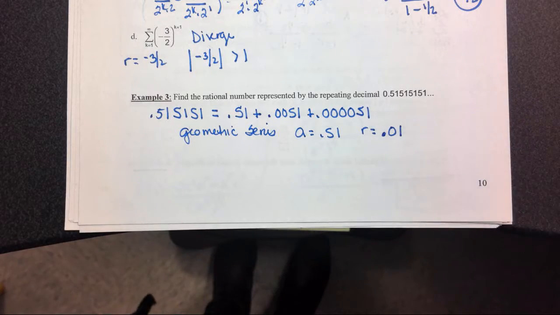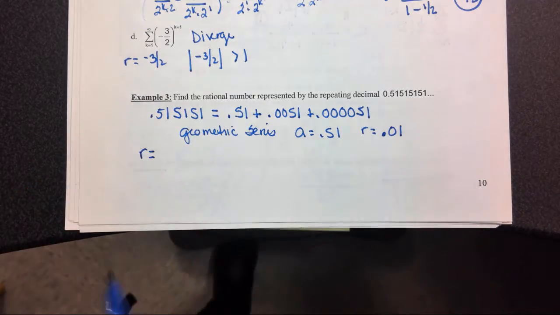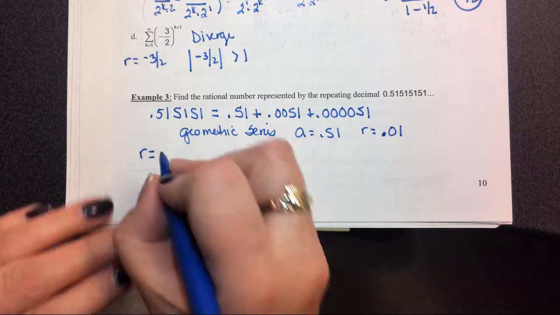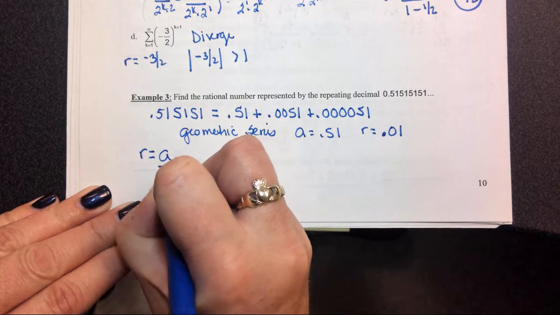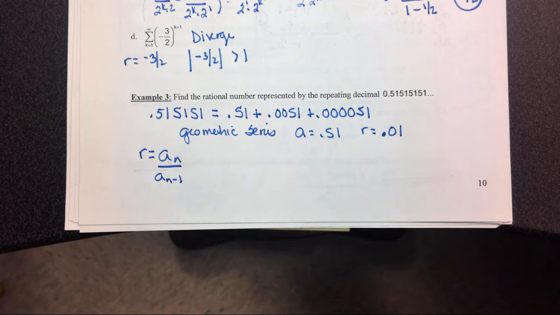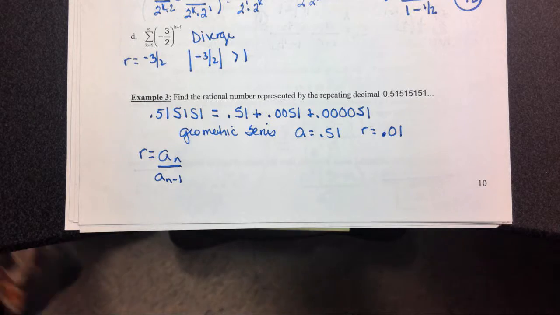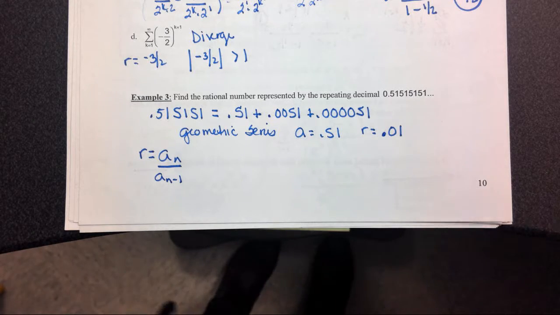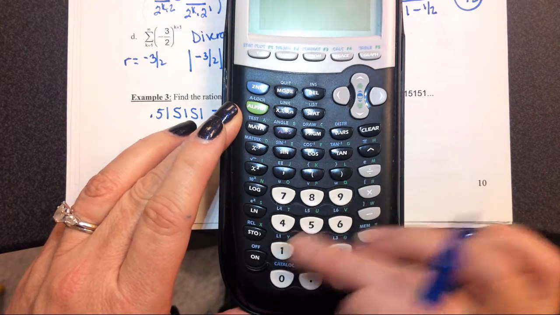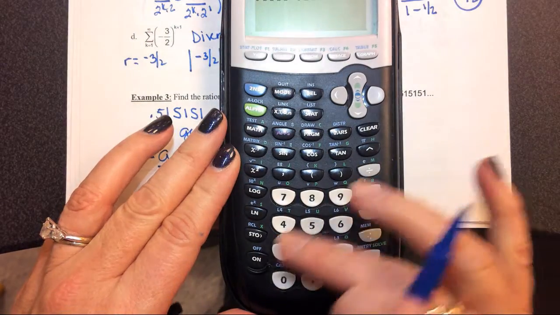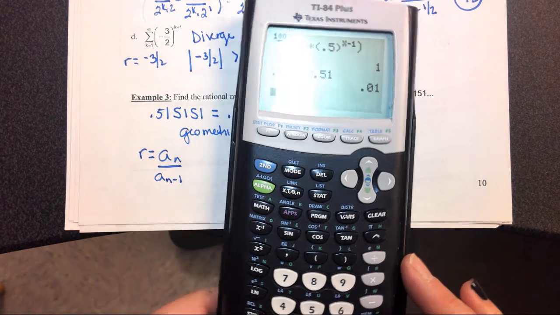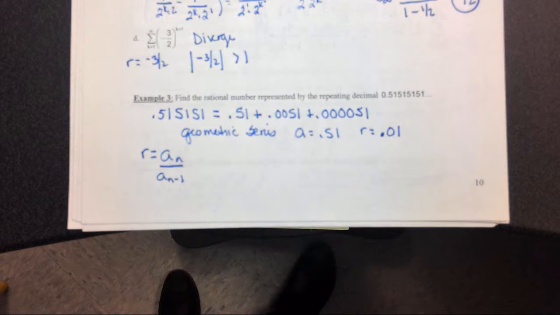0.01. Remember how you can find the common ratio. If you're not sure what the common ratio is, you take a term and you divide it by its previous term. So if you're not sure by looking at the series what the common ratio is going to be, you can always find it. If you take 0.0051 and divide it by your 0.51, that's where we get the 0.01 from. All right? So you can always find that common ratio.